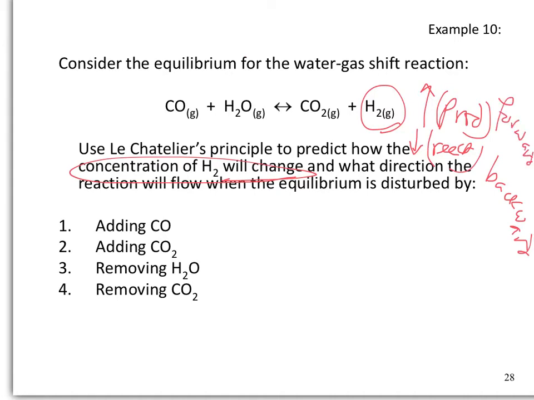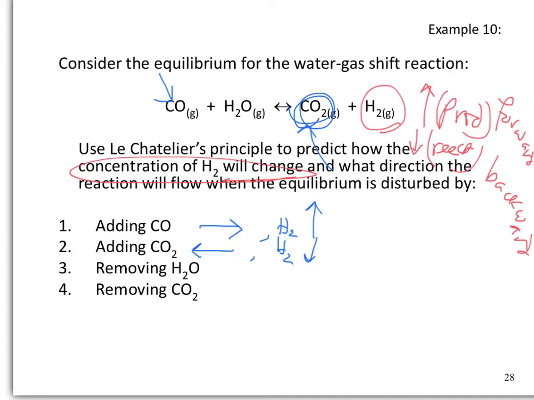Alright, what direction will the reaction flow when the equilibrium is disturbed by adding CO2? What does that mean? That means that the backward reaction should occur, and H2 should decrease. Because realize it has to move in the direction to undo that effect. So if you have added CO2, it's going to move in a direction to use up that added CO2.